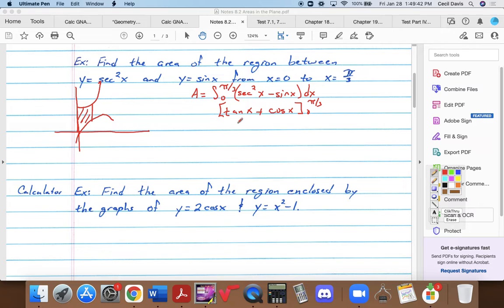Let's see, tangent at pi over 3 is 1 over the square root of 3, I believe. Tangent at pi over 3, oh, sorry, I did pi over 6. Thank you, you're right. I don't know why I did pi over 6. So it'll be the square root of 3, plus cosine at pi over 3 is a half, minus tangent at 0 is 0, plus cosine at 0 is 1.